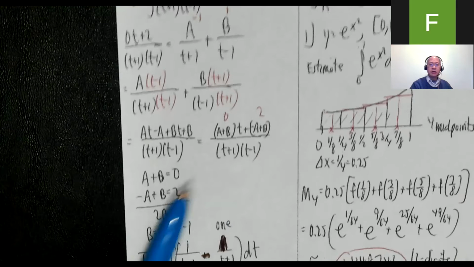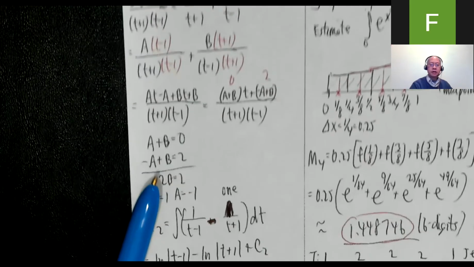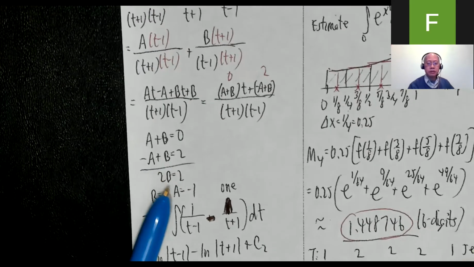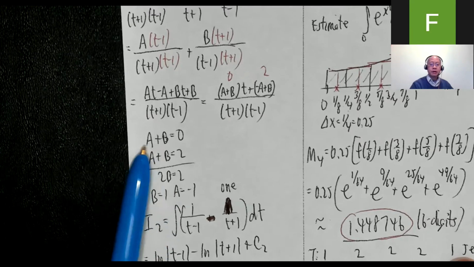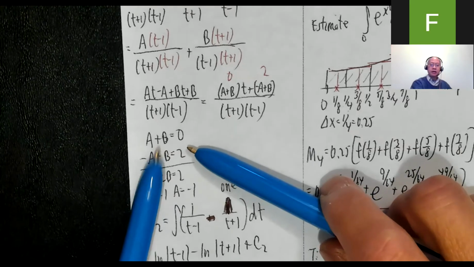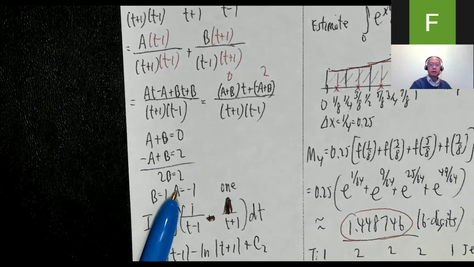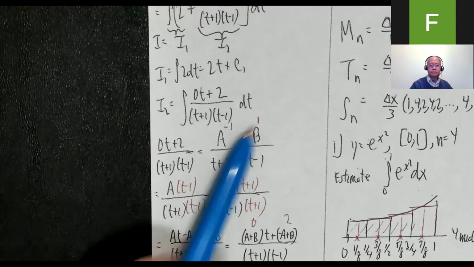Negative a plus b equals 2. Two equations and two unknowns. Add them up: 2b equals 2. b is 1, therefore a is negative 1. Right? This equation says a and b are opposites, a equals negative b. So b is 1, a is negative 1. So that's where that negative 1 and 1 come from, right here.